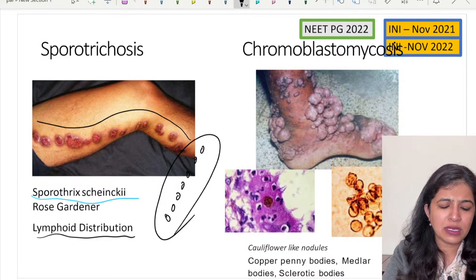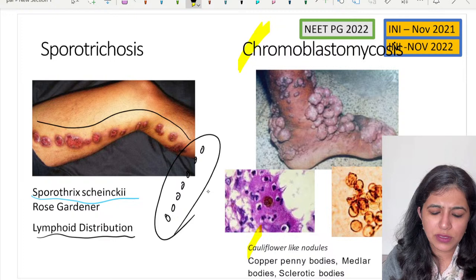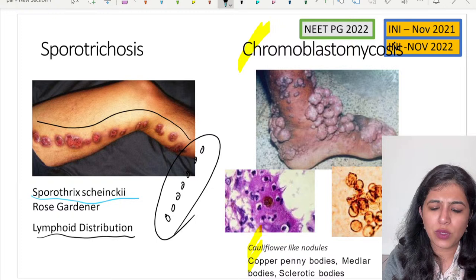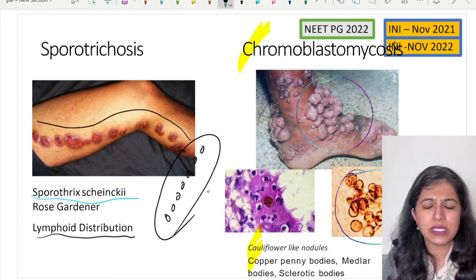Next, we have chromoblastomycosis. Here, you have to remember three C's: C for chromo, C for cauliflower-like nodule, and C for copper penny bodies. So here again, it will be a patient presenting with cauliflower-like lesions on the foot. In the biopsy, you will see these beautiful copper penny bodies. So chromoblastomycosis, copper penny bodies, cauliflower-like lesions. This is how chromoblastomycosis will look.